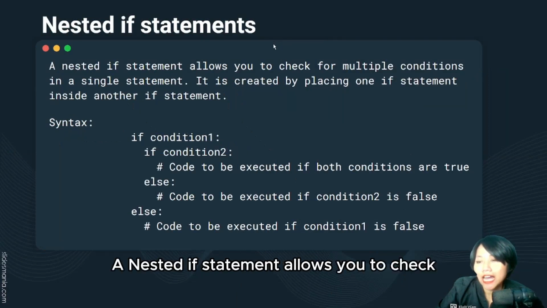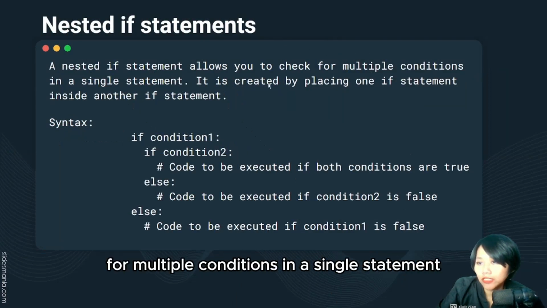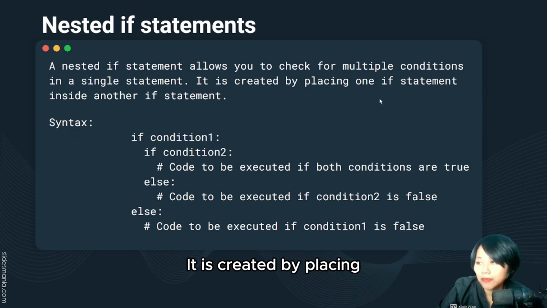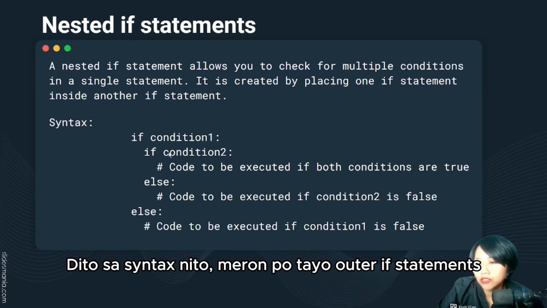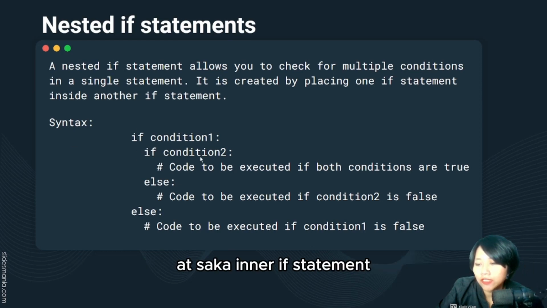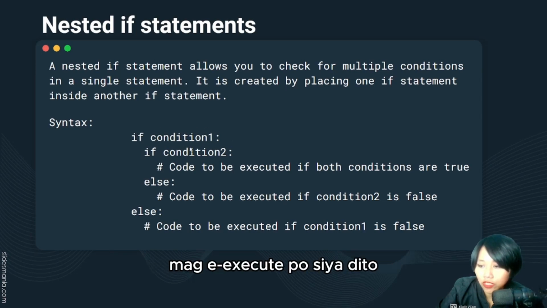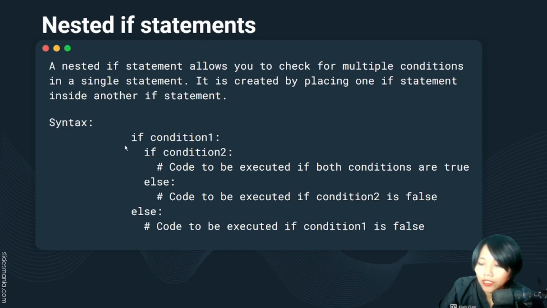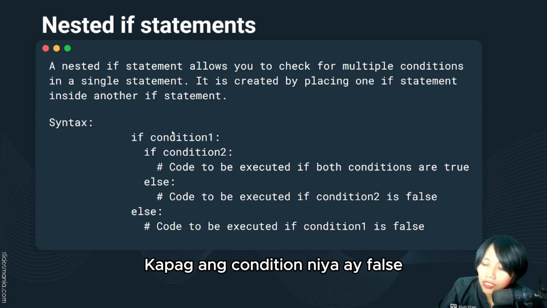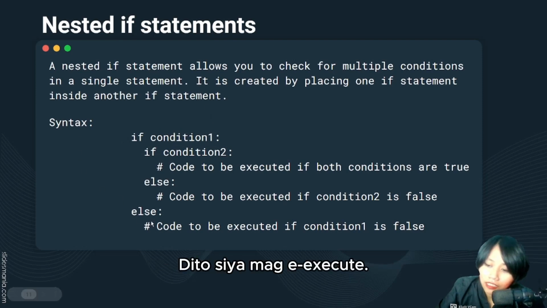Nested if statements. A nested if statement allows you to check for multiple conditions in a single statement. It is created by placing one if statement inside another if statement. Dito sa syntax nito, meron po tayo outer if statement saka yung inner if statement. So dito sa outer if statement, kapag ang condition niya ay true, mag-execute po siya dito paloob nito. And after that, again, meron po tayo inner if statement. So i-check ulit yung condition niya kung true po siya or false. Kung true siya, mag-execute siya dito. Kung false siya, mag-execute siya dito sa else. So balik po tayo sa outer. Kapag ang condition niya ay false, automatic, dito siya mag-execute.